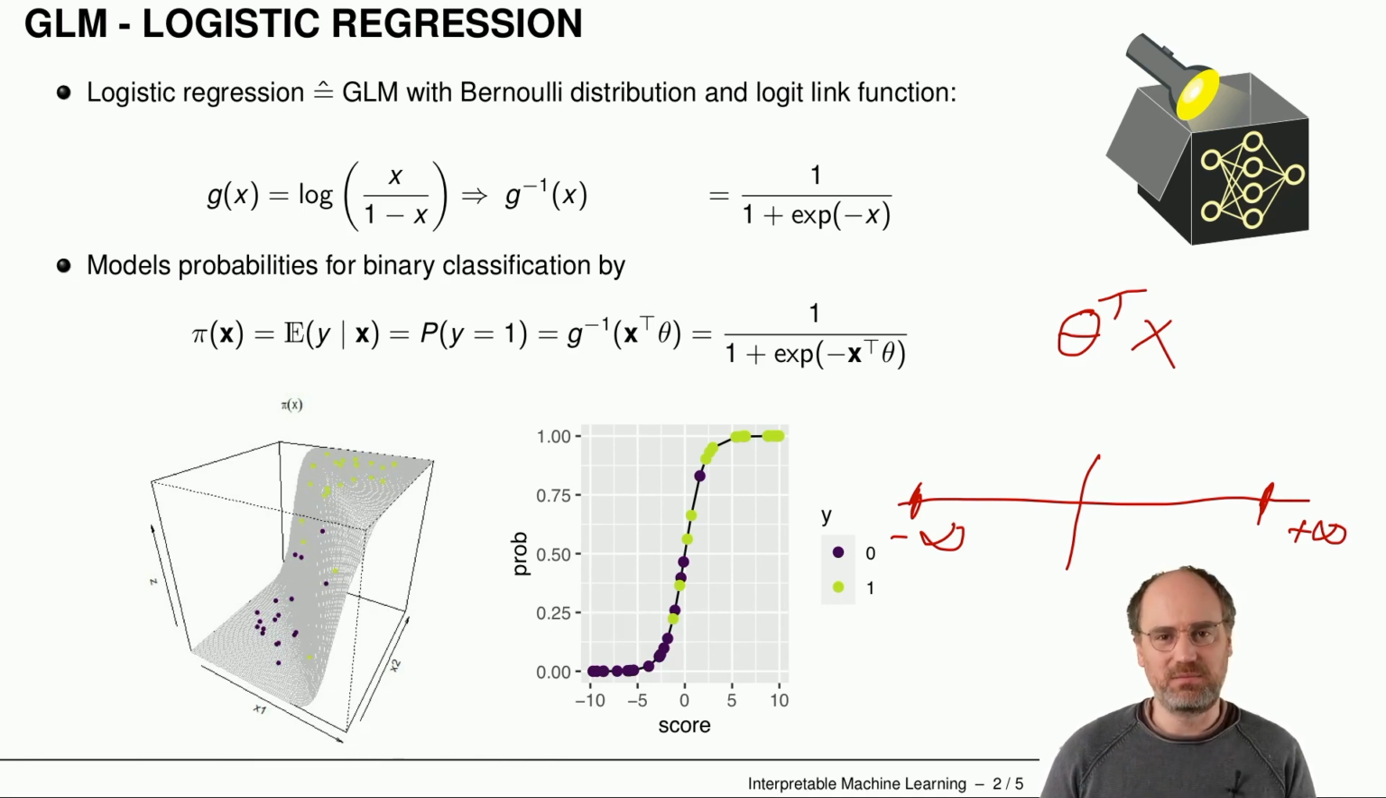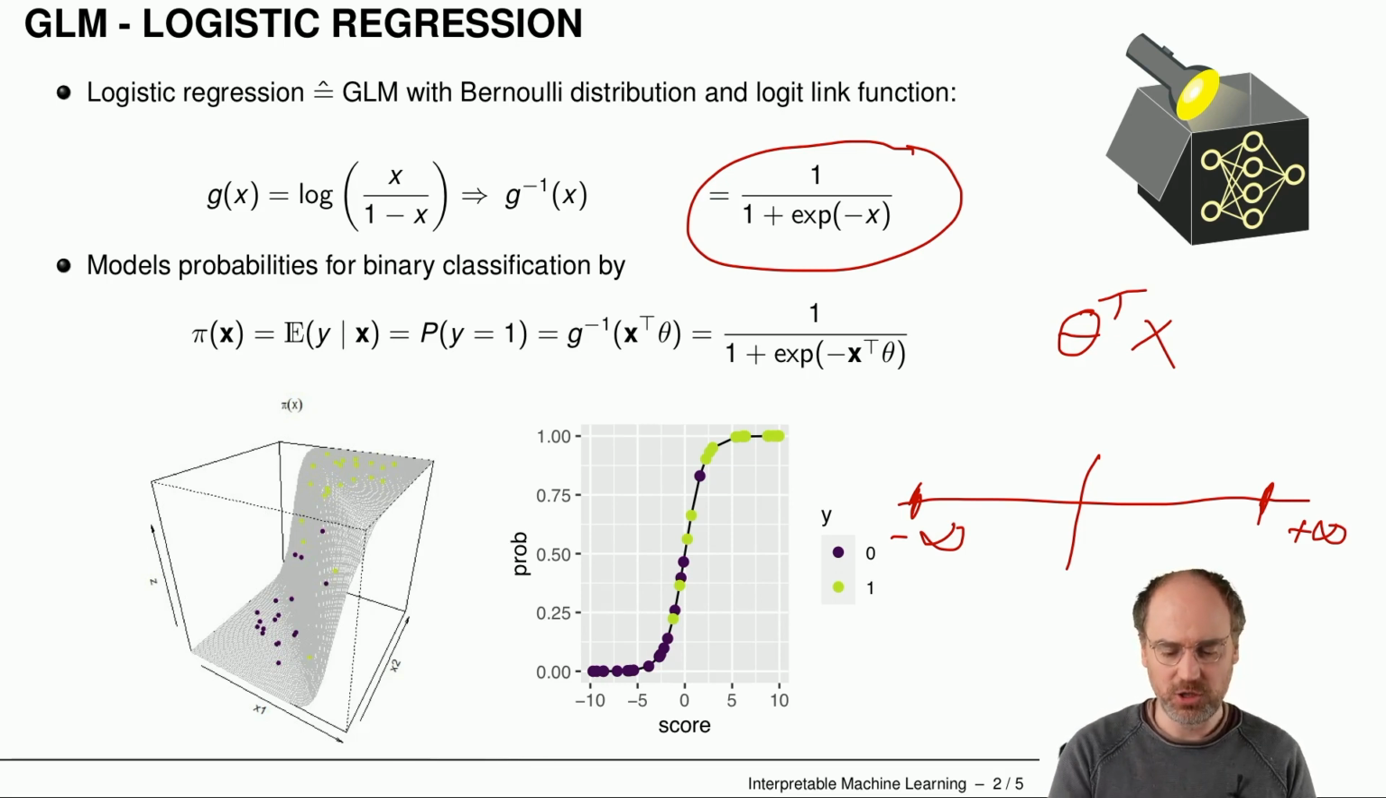Now, obviously, we want to somehow transform this into a proper probability, so we have to transform this complete real line, which goes from -inf to +inf, to a probability between 0 and 1. And we do that by applying this function here. Some people, I guess people more from statistics, call that the logit link function, other people call this a sigmoidal function.